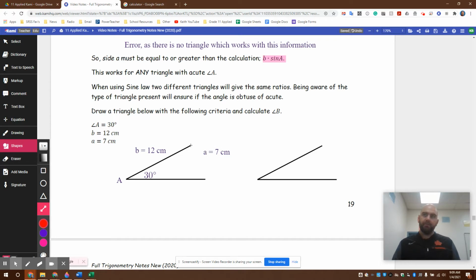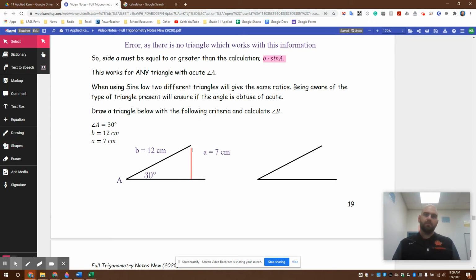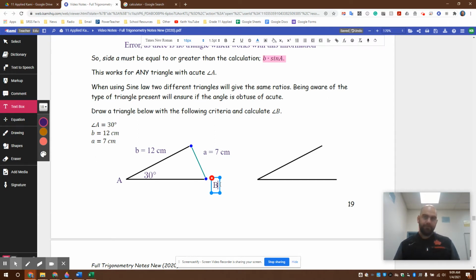This one right here was 6 centimeters. So 7 centimeters is going to have to go farther like that. And so what we're going to do is put it like that. That's going to be a 7 centimeter long one. And so we can then calculate angle B using sine law.